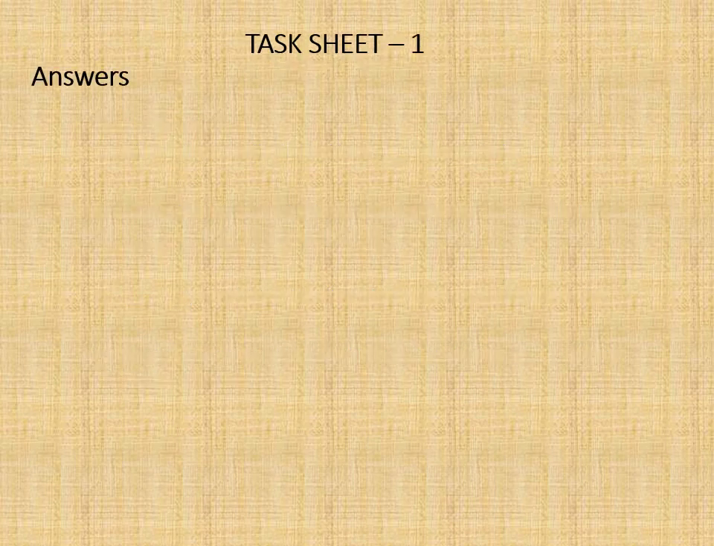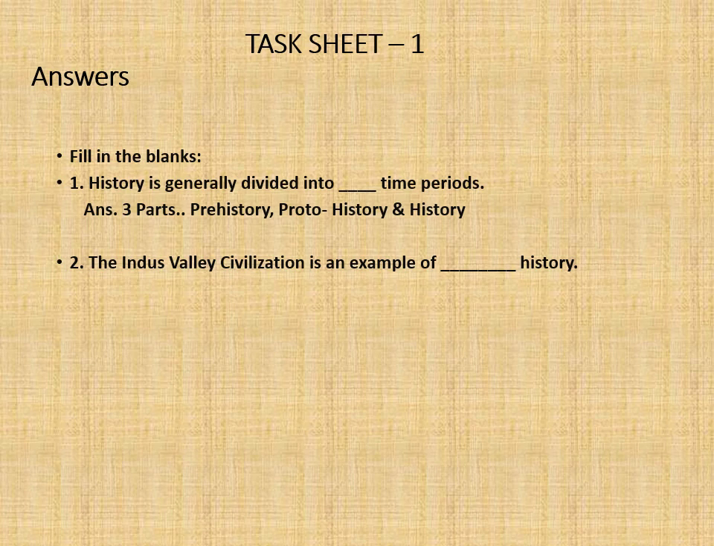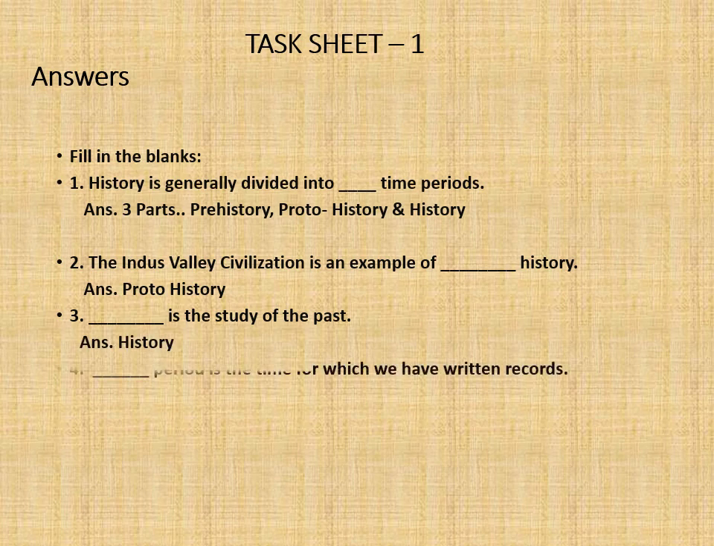Children, let me read out the task sheet 1 answers for you. The first one: history is generally divided into 3 parts: prehistory, proto-history and history. The second one: the Indus Valley civilization is an example of proto-history. And third question, dash is the study of past. History, right? History is the study of past.